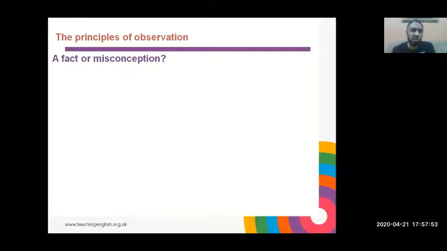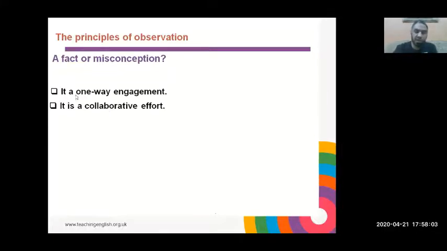So we are going to read the 2 sentences and we are going to decide which one is fact and which one is false conception. The first 2 is about reflection, or sorry, about observation. Observation is a one-way engagement or is a collaborative effort. Number 2. Number 2 is a fact.